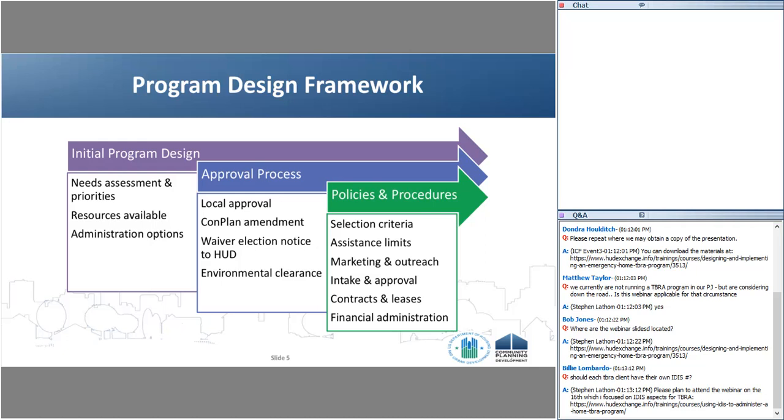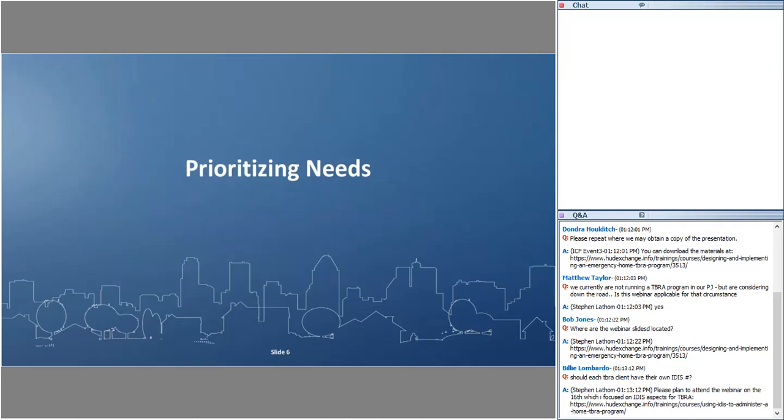Now, there's been a lot of talk about the waivers that HUD has provided, and we are going to talk about waivers in the context of program design, because it is very clear to us that the waivers don't change everything in the TBRA rules, but they do change some critical elements. So we'll get into those in a little more detail today and also next week when we go into the next webinar on policies and procedures.